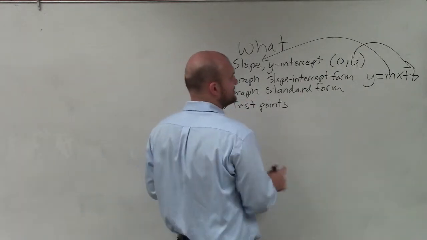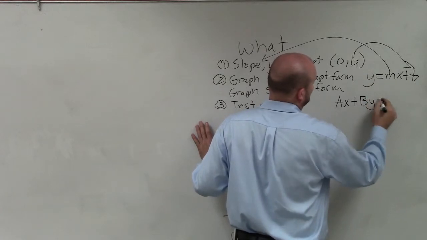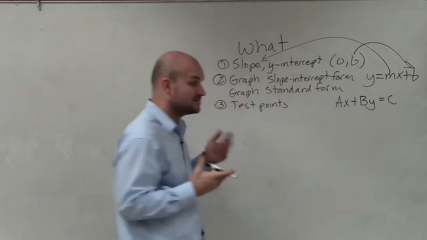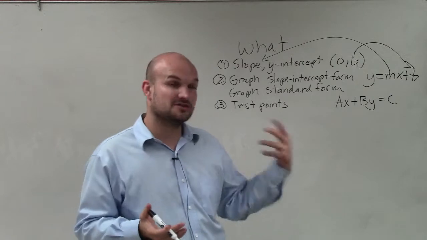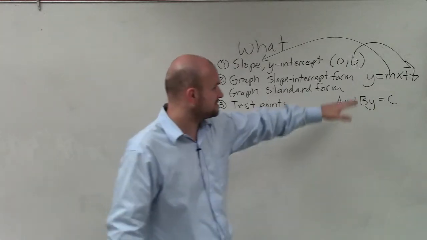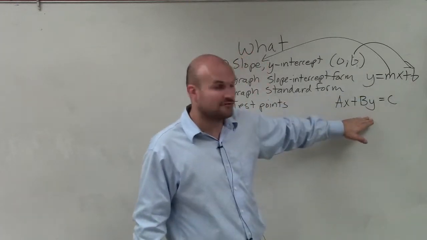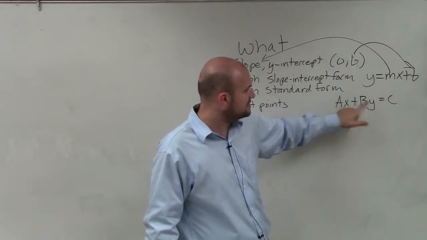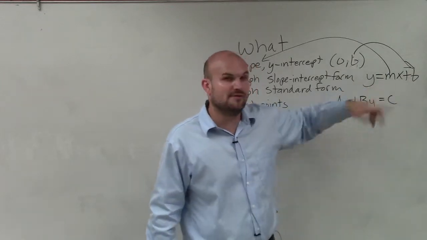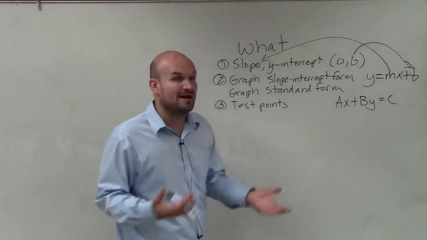The next thing is to graph in standard form. A lot of times in standard form we have ax + by = c. So sometimes we'll have equations in this format, and there's a couple of different ways we learned how to do this. A, b, and c just represent real numbers, while m and b represent the slope and the y-intercept. If we have it in standard form, we can solve for y, and then we'll know the values for m and b, and we can graph it that way.